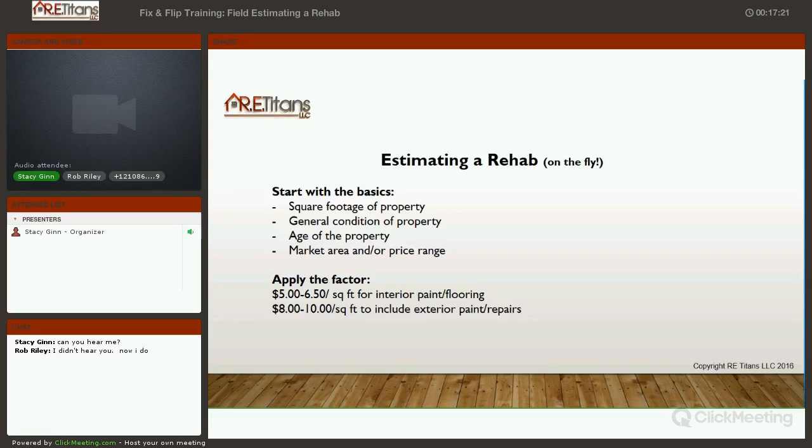That's when we go in. Like again, you go in a ballpark and you have a house and it hasn't been as well cared for. It's not something that's, let's say, rent ready or livable. Then you're looking at $8 to $10 a foot.